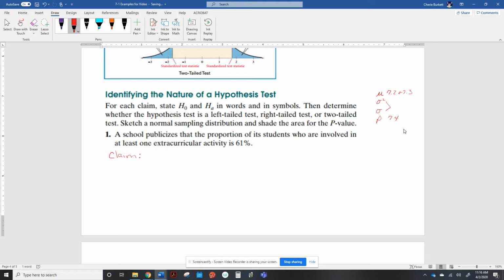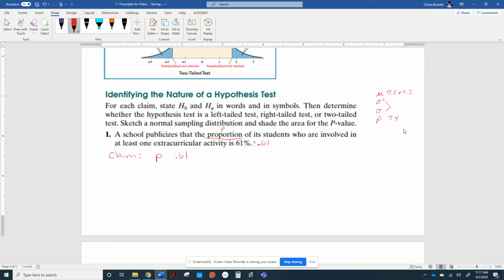Okay. So there's the keyword right there, proportion. So that's a P. Here is the proportion, so that's going to be 0.61. And now we've got to figure out what the mathematical symbol is. We know our claim is something about a proportion, and we know it's going to be 0.61. But now what we need is what relationship? Is it not equal? Is it less than? Is it greater than? What is the math symbol that goes right here? We're going to have to read this very carefully to see.